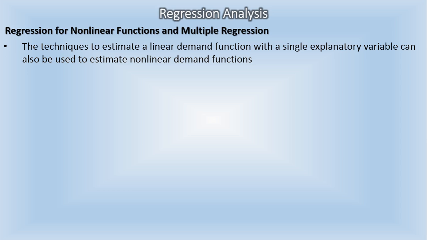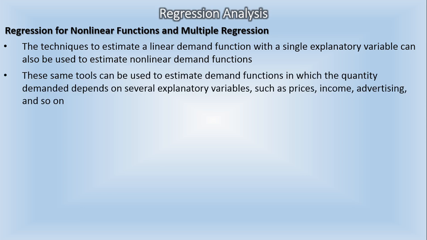So again, the techniques to estimate a linear demand function with a single explanatory variable can be used to estimate nonlinear demand functions. These same tools can be used to estimate demand functions in which the quantity demanded depends on several explanatory variables as well, such as price, income, advertising, and so on. You just throw them in and say, regress quantity demanded on all of them, not just the price column. Regress it on the price column, the price of related goods column, the income column, the advertising expenditure column.